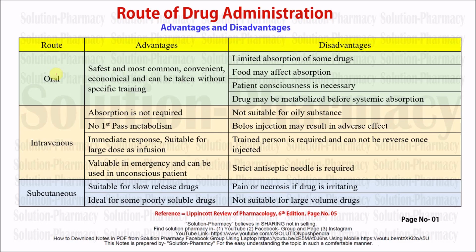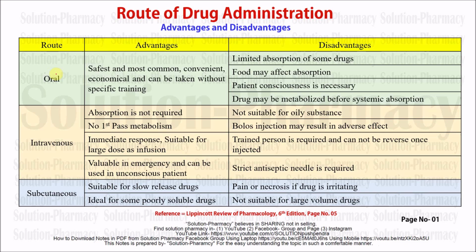To make the lecture very easy to understand, we have bifurcated this table into three main categories. The first one will be the route of drug administration, the second one will be their advantage, and the third one will be their disadvantage, or we can say the limitation of that particular drug. Advantage means all those benefits which we can get from that particular route of administration, and the limitation or disadvantage stands for those causes which limit the use of that particular route of drug administration.